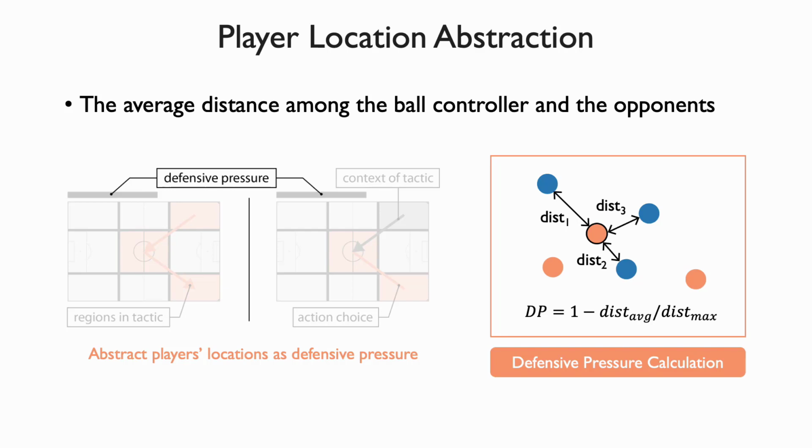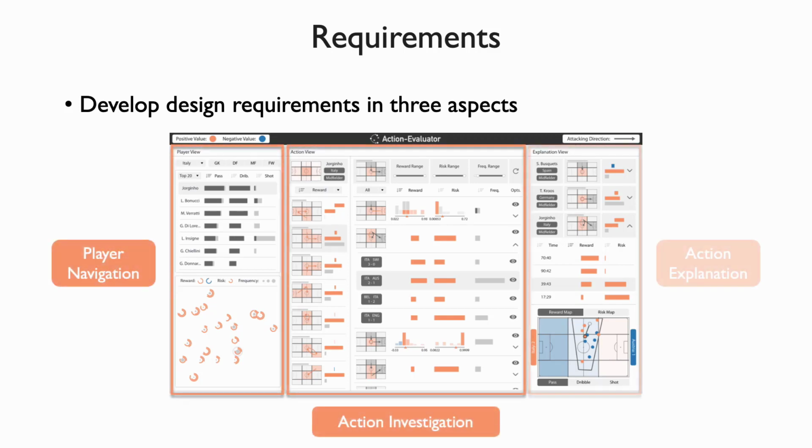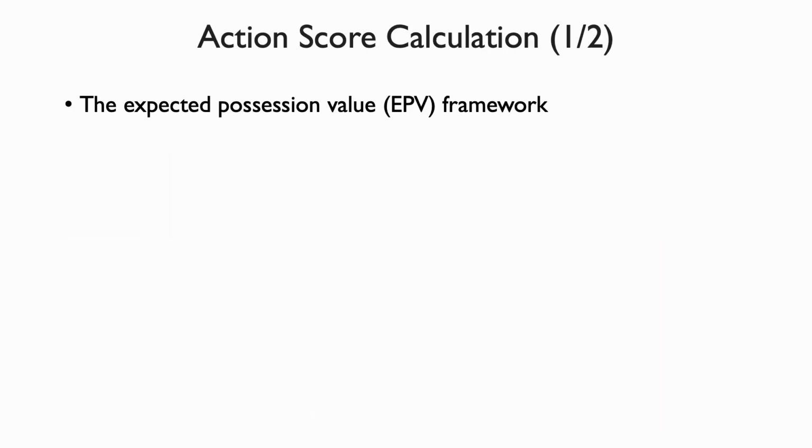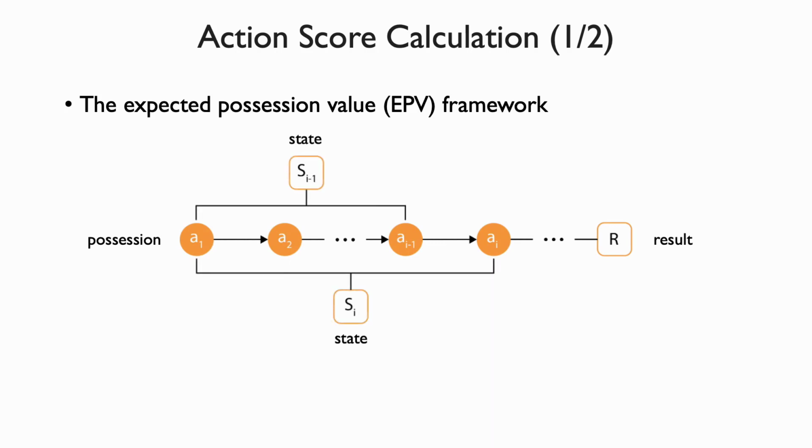To address the second challenge, we collaborated with 3 soccer experts and developed design requirements in 3 aspects, including player navigation, action investigation, and action explanation. We first introduced the calculation of action score. We used the expected possession value framework, which focuses on player actions in a possession. A match state is a subsequence of the possession.